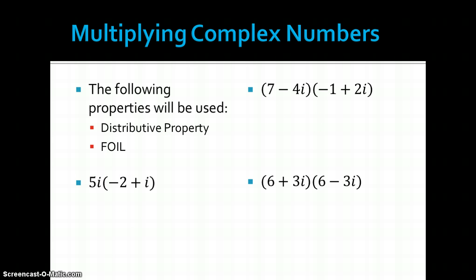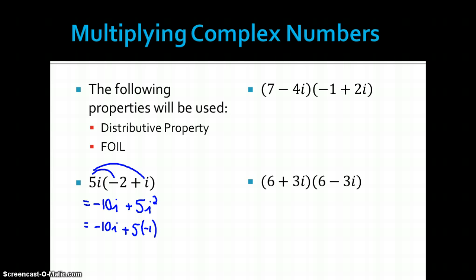First one, we have 5i times the quantity -2 plus i. So here we use the distributive property, distribute that 5i inside there. 5 times -2 is -10, and we keep the i there. Positive 5 times positive 1 is plus 5. And then we have i times i is i squared. Please recall that i squared is -1. So this is -10i plus 5 times -1.